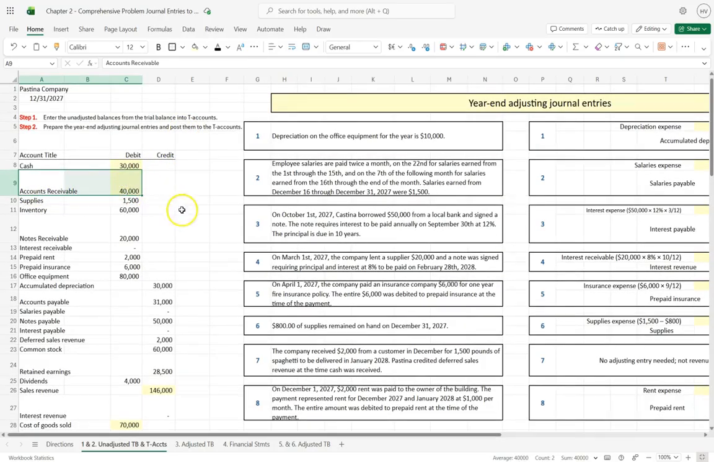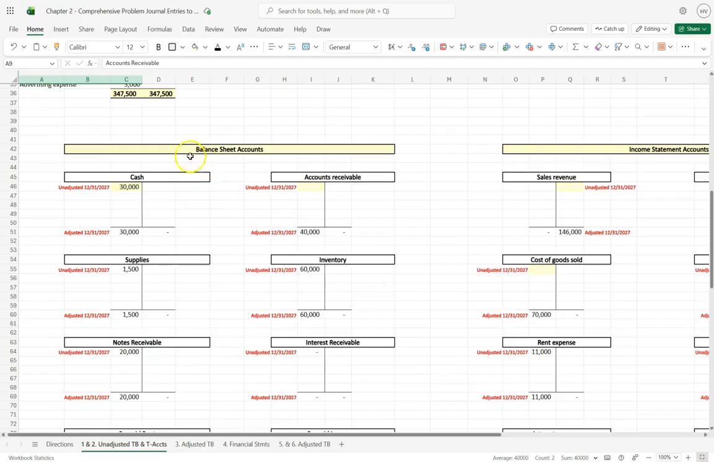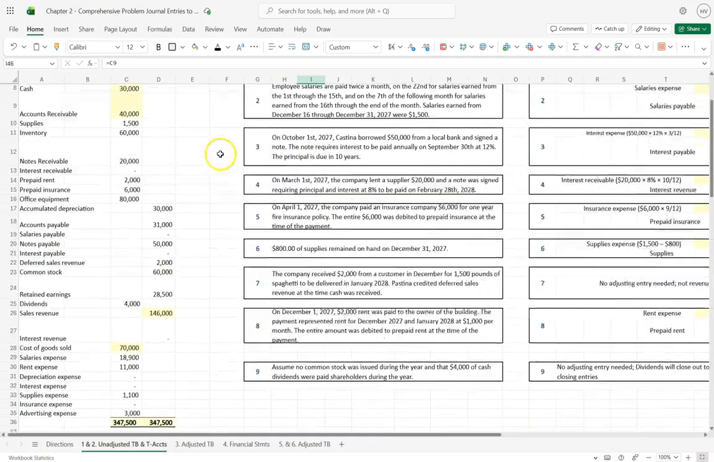Then I'm going to go back up to my unadjusted trial balance and look at my next account, accounts receivable for $40,000. So I'm going to come down. It's a balance sheet account. Here's my accounts receivable T account. And again, I'm going to put a debit for $40,000 and label it unadjusted 12/31/2027. Whenever you post a T account, it is really important to label what every item is, because it's easy to get confused, especially when you have multiple entries going to the same T account.